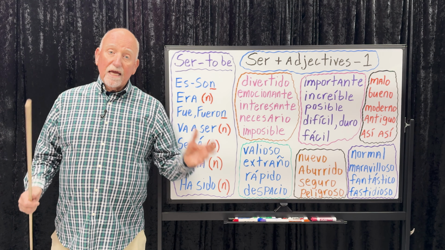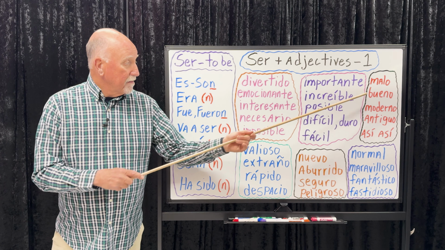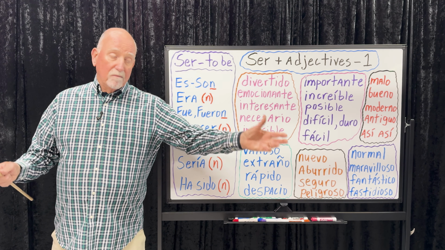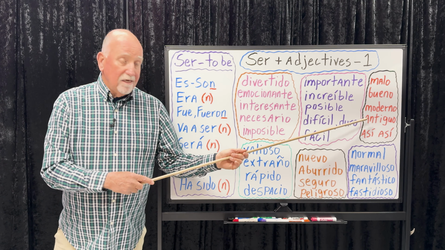Come up here to our next cluster. Malo is bad. Bueno is good. Moderno, cognate, modern. Antiguo, basically a cognate. It means ancient, very old. Así, así. That's not actually an adjective, it's an adverb, but así, así means so-so. You know, in English we say, it's so-so. Es así, así. Normal means normal.